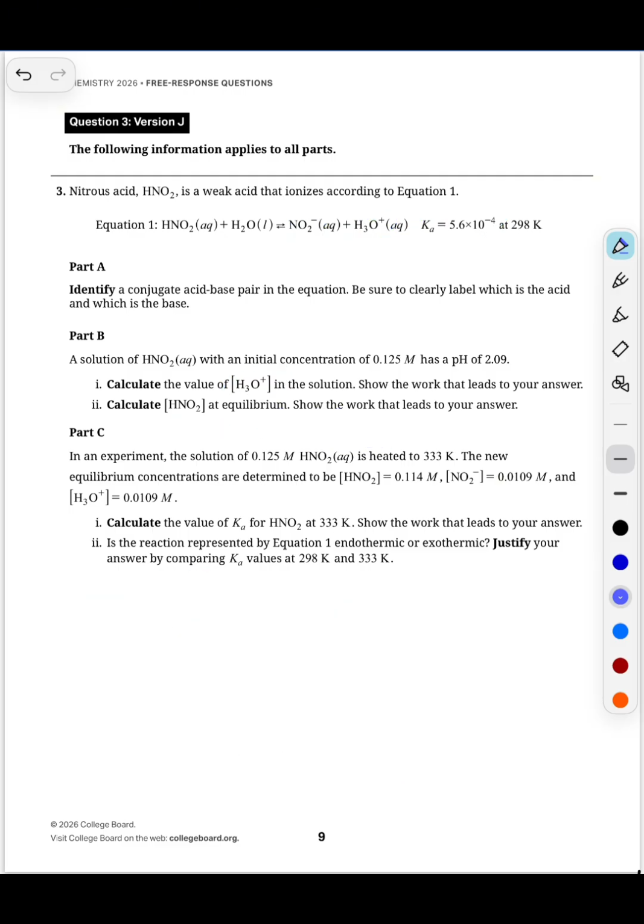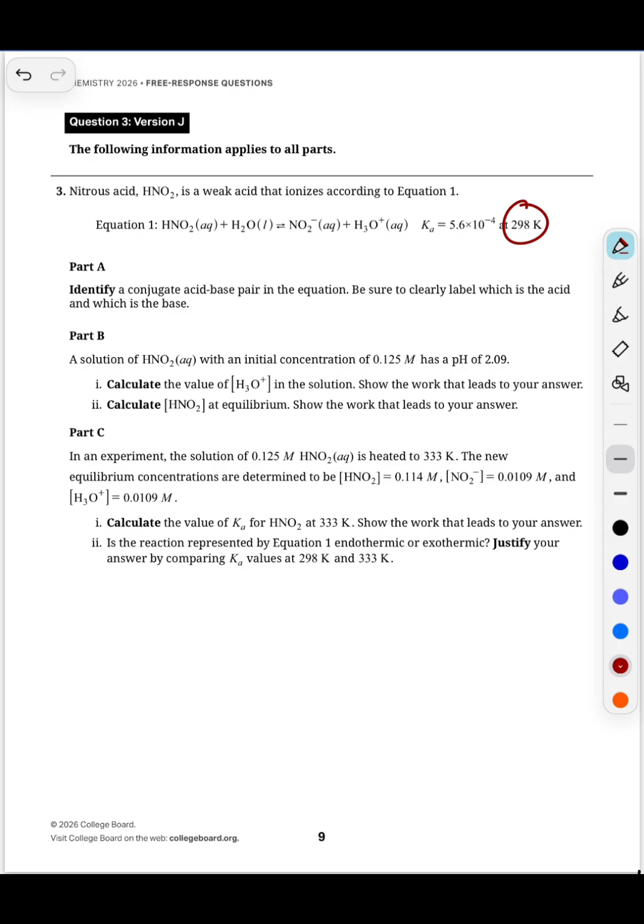For part C, there's another set of 2 questions. And there's an experiment where the solution is 0.125 molar of the same acid, but it's heated now to 333 Kelvin. Compared to before, our temperature was at 298 Kelvin. They give us new equilibrium concentrations, and then those are provided below.